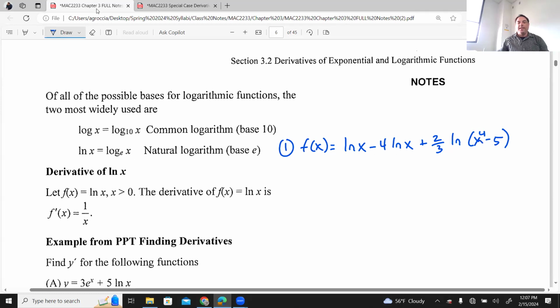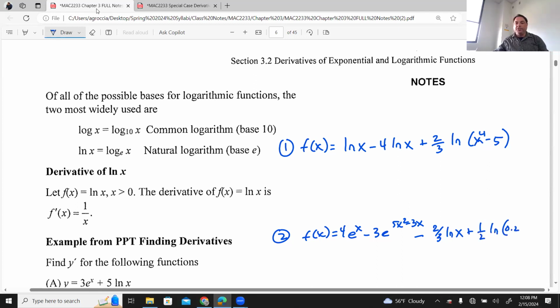Okay, and then here's the second one. Second one is going to be e to the 4e to the x minus 3e to the 5x squared minus 3x minus 2/3 ln of x plus 1/2 ln 0.2x to the third minus 7x. And you're like, that's it? That's it. And again, just go nice and slowly, see how much we can do.